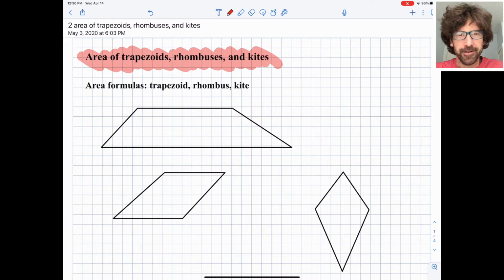All right, this is a video on finding the area of some more unique quadrilaterals, I suppose, specifically trapezoids, rhombuses, and kites. We'll go through a few of those formulas and then do a few solved examples.